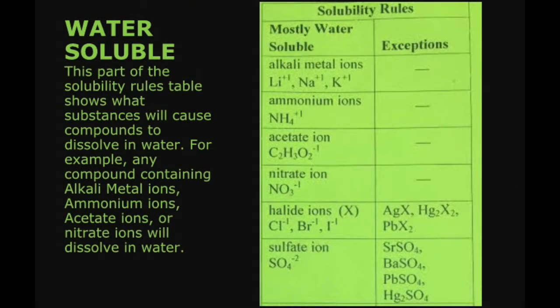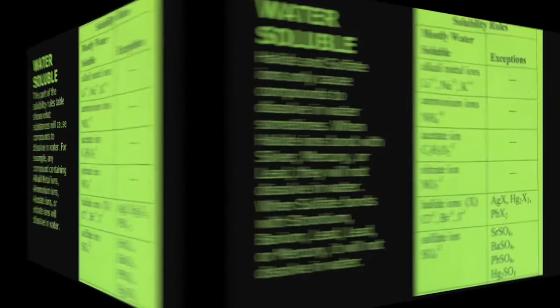First, let's talk about ions that cause compounds to be water soluble. These ions include alkali metal ions like lithium, sodium, or potassium, which means any ions from column 1A of the periodic table. Also, the ions include ammonium ions, acetate ions, and nitrate ions. With no exceptions, these ions cause compounds to be water soluble.